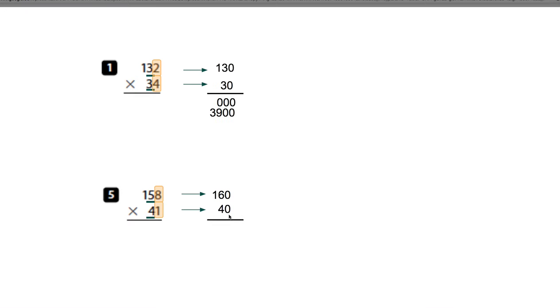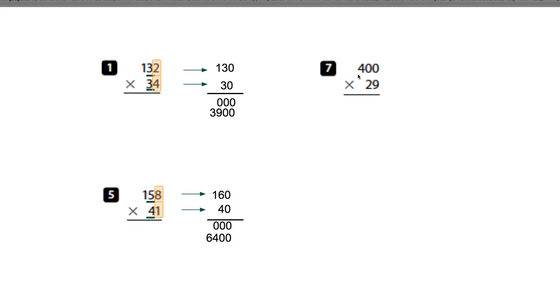Okay? Again, 0 times anything is 0. 4 times 0, we always have to do the placeholder. And then we have to do 4 times 6 and 4 times 1. So 4 times 6 is going to be 24. Carry the 2. And this is going to turn into 64. 64, okay? All right. Now, I could always round this differently.